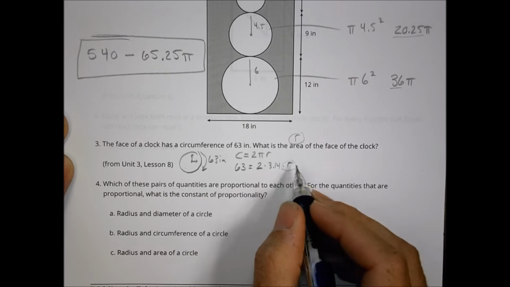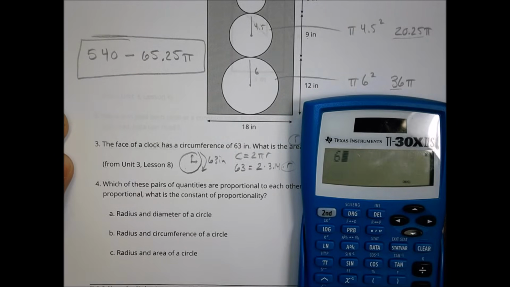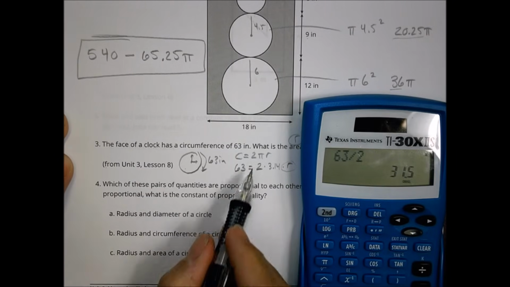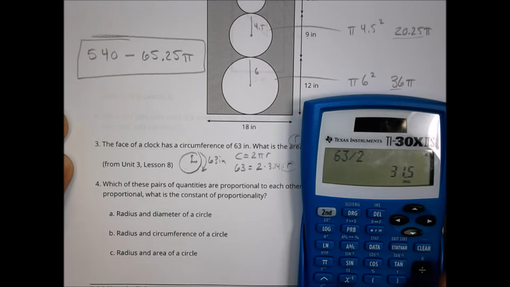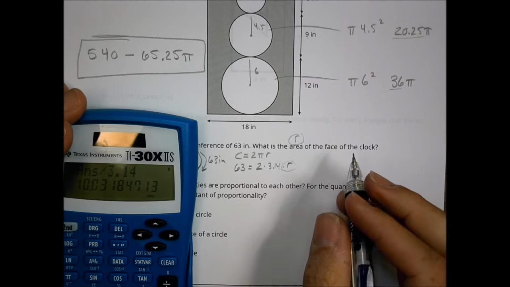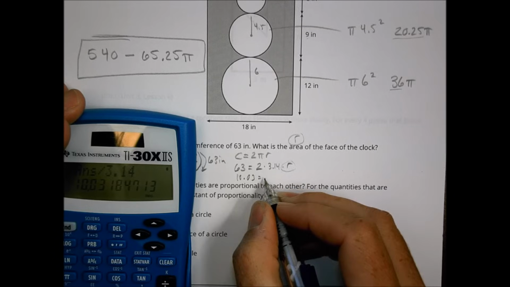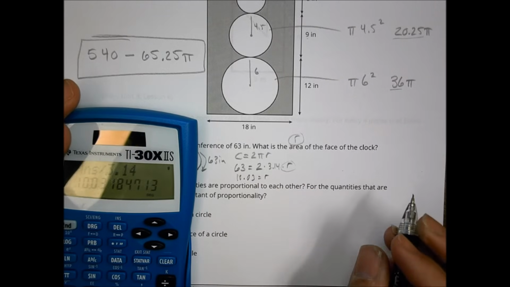To solve for r, I'm going to take 63 and divide it by 2, moving the 2 over there to get 31.5. And then I'm going to take 31.5 and divide that by 3.14. Okay, and I end up with 10.03 as my radius. Something like that, 10.03.